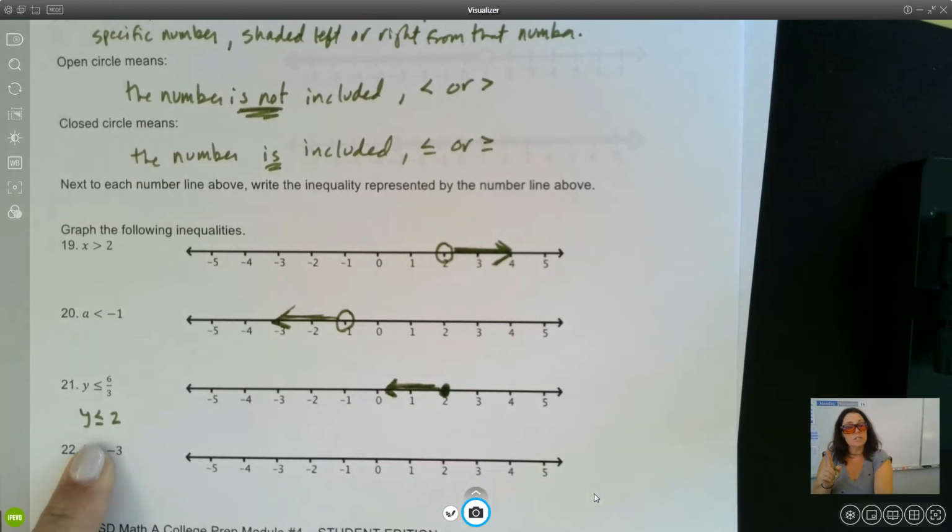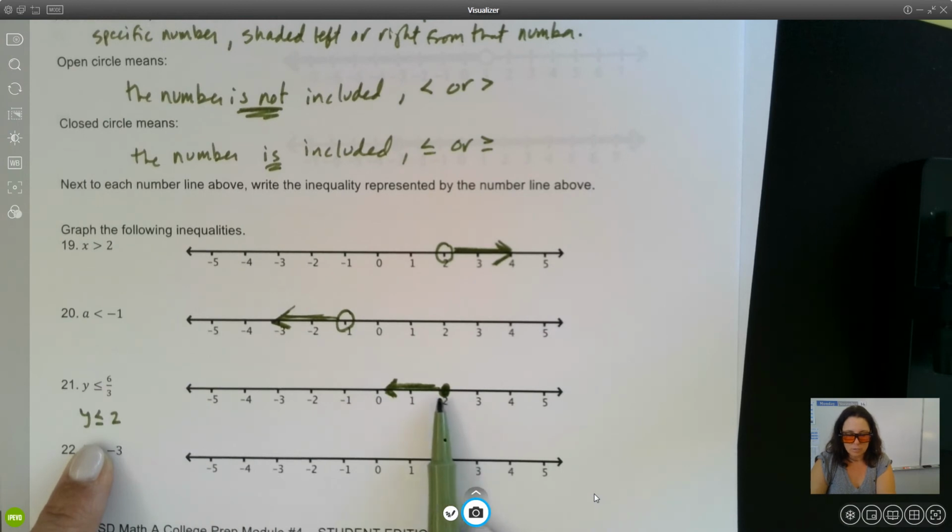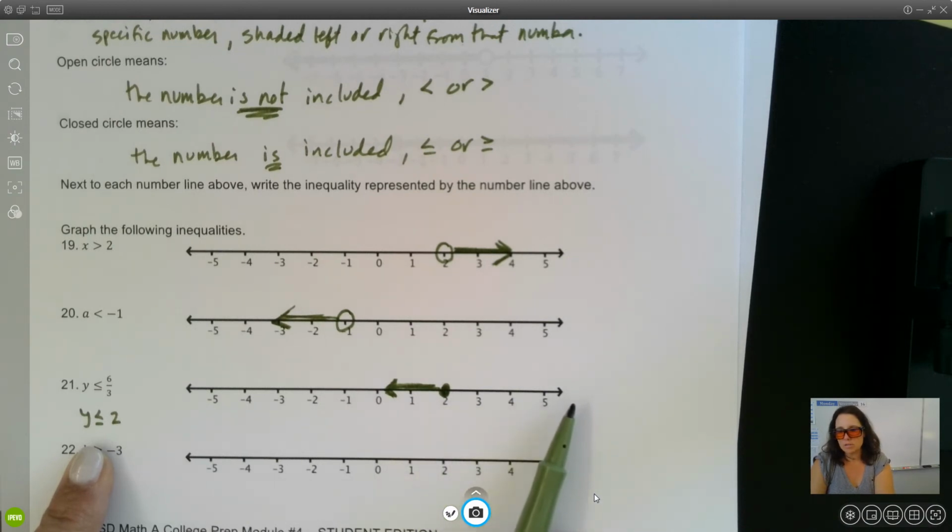Okay, now the difference here is 2 is part of the solution. It is included, along with everything to the left. This arrow says I go forever. 2.001 and this way is not part of the answers.